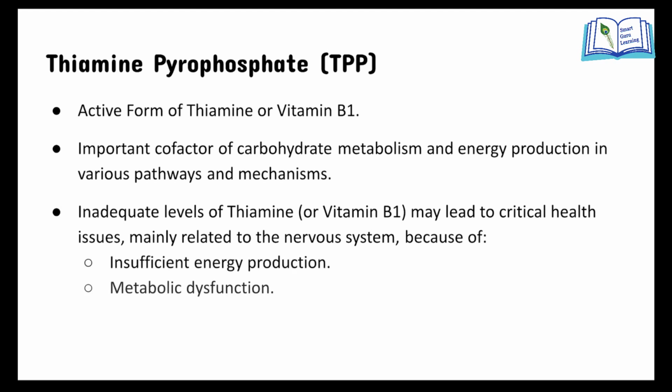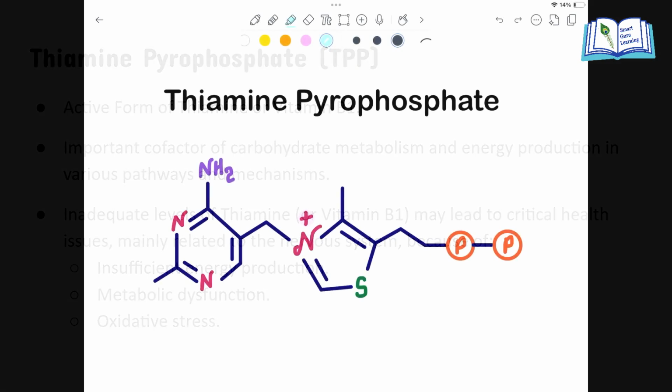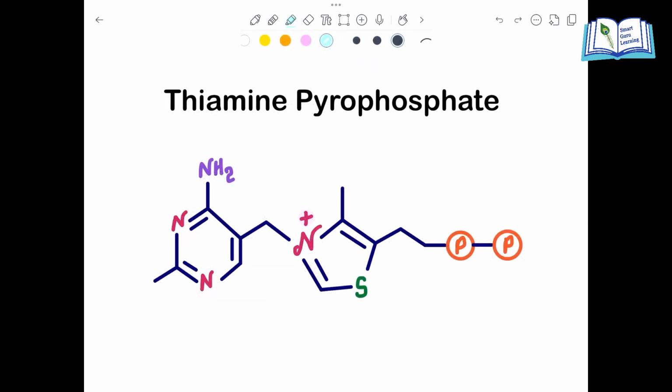Therefore, inadequate levels of vitamin B1 or thiamine may lead to various critical health issues, mainly related to the nervous system, due to insufficient production of energy, metabolic dysfunction, and oxidative stress. Here is the full structure of TPP. The portion highlighted in blue is the basic structure of TPP that is mainly involved in the mechanism. Therefore, when understanding the alpha-ketoglutarate dehydrogenase mechanism, I will only draw this basic structure instead of drawing the full structure so that we can understand the mechanism clearly.